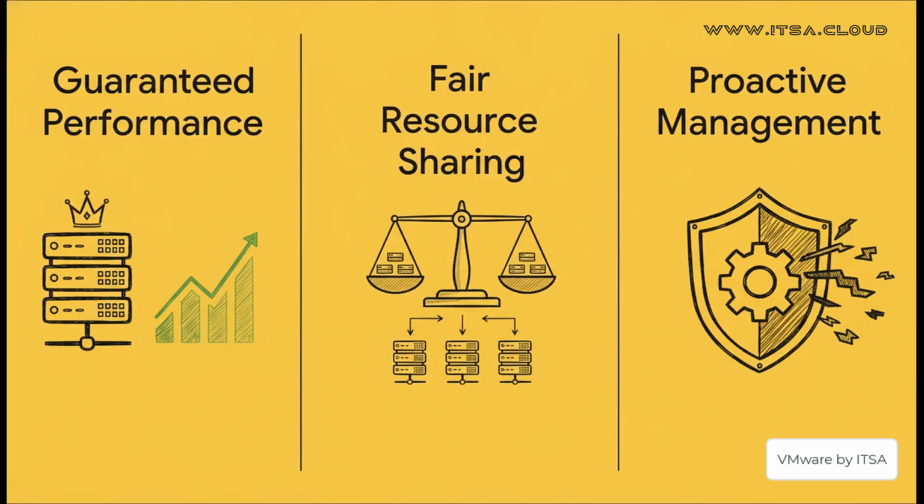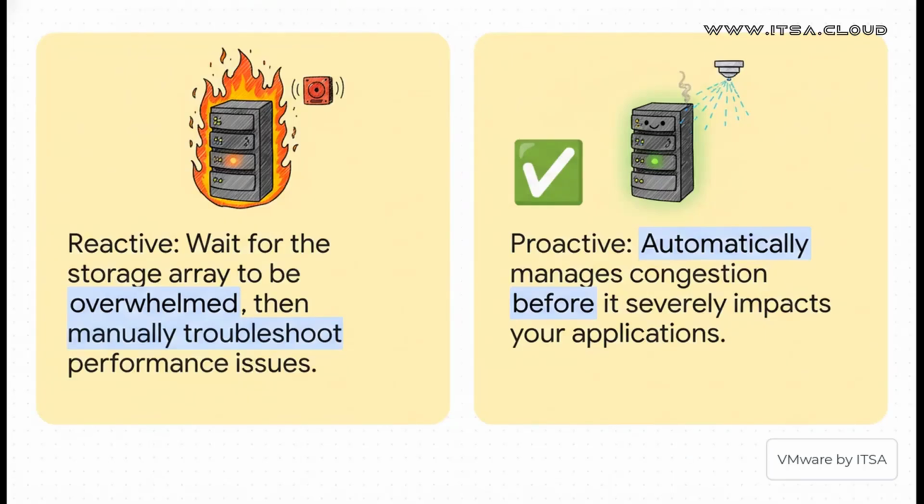And that all boils down to these three key benefits. You get guaranteed performance for those mission-critical apps. You get fair resource sharing, so I/O is handed out based on priority, not just whoever screams the loudest. And you get proactive management, which is a fundamental shift from how we usually deal with these kinds of problems. This slide really drives the point home. The old way? We wait for the fire alarm. We wait for the storage to get totally overwhelmed, and then we scramble to put out all the performance fires. The SIOC way is completely proactive. It's like having a smoke detector that also puts the fire out for you before it ever has a chance to spread. It manages the problem before it becomes a crisis.